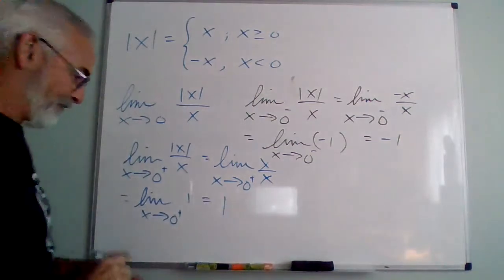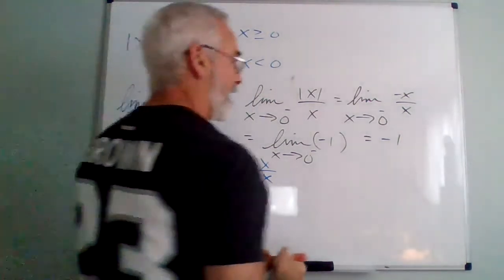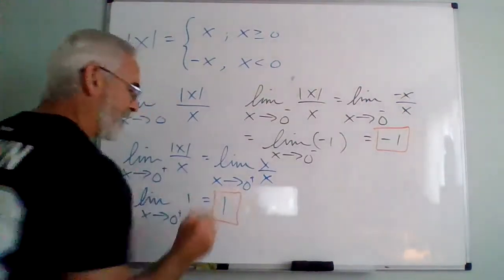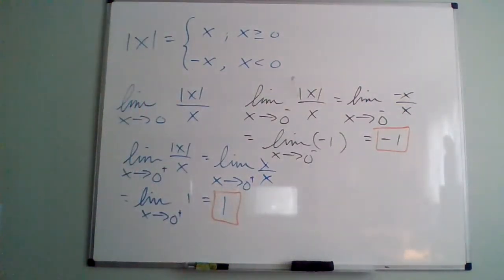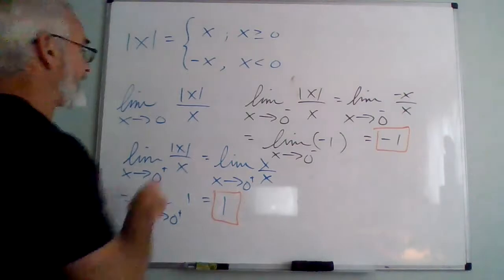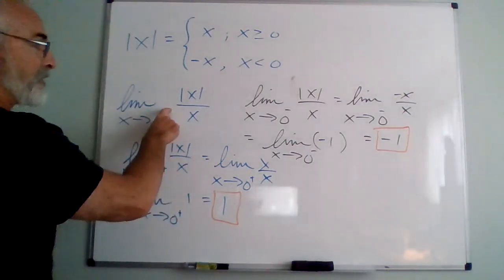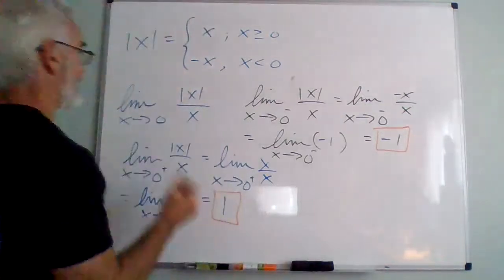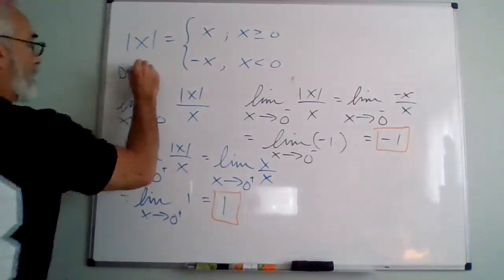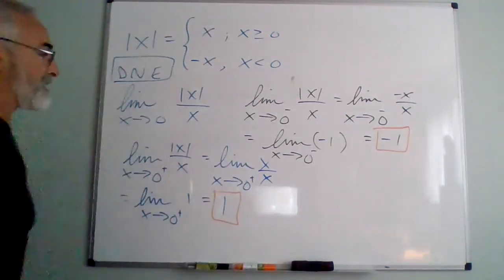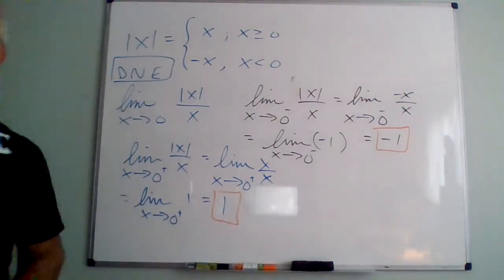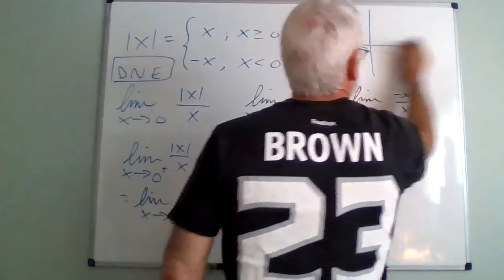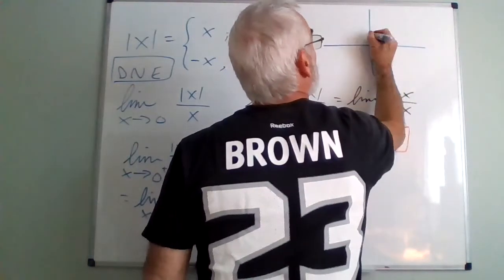Now we have a problem because the limit from the left was -1. The limit from the right was +1, and those are not equal. That means my original statement, the limit of the absolute value of x over x as x approaches 0, that limit does not exist. I'm going to write right here, that's what we call a DNE, does not exist, because the limit from the left and the limit from the right were different values. Graphically, what that means is that this graph would have looked like this.